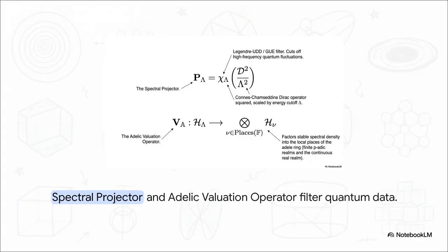Now, this is where the mathematical gears really start turning. The Legendre UDD filter term, P sub lambda, is absolutely crucial because it explicitly cuts off chaotic, high-frequency quantum fluctuations using the Dirac operator squared. By filtering all that noise out, the valuation operator below it can map a stable, clean spectral density directly into the local places of the Adele ring.